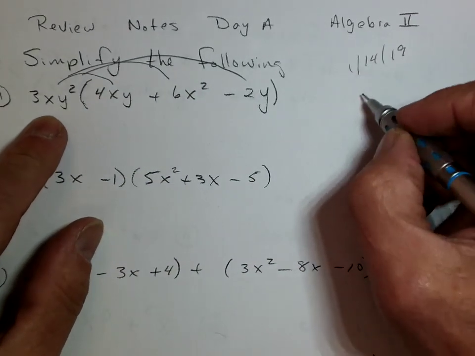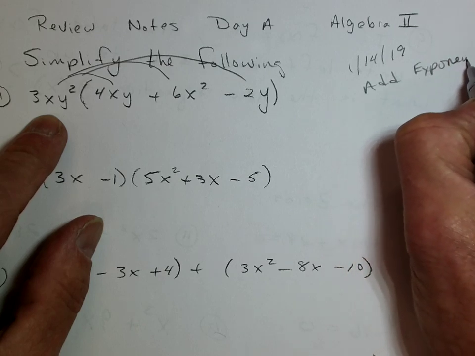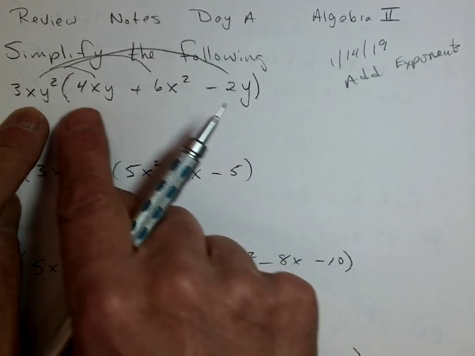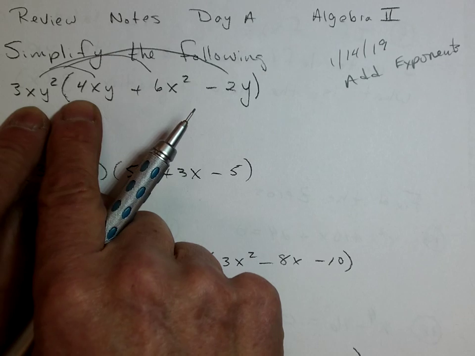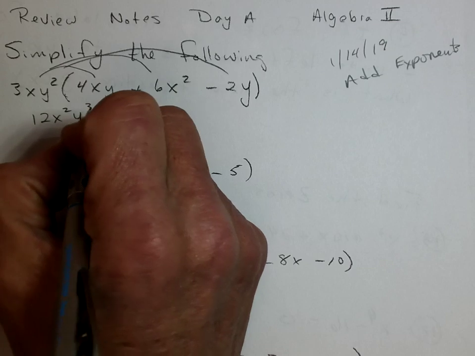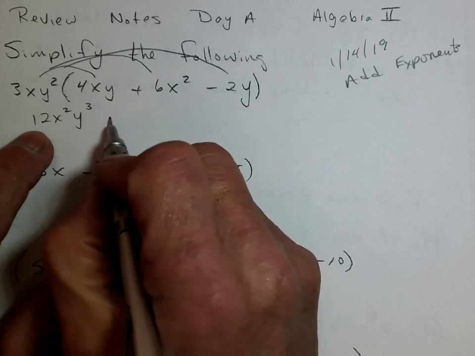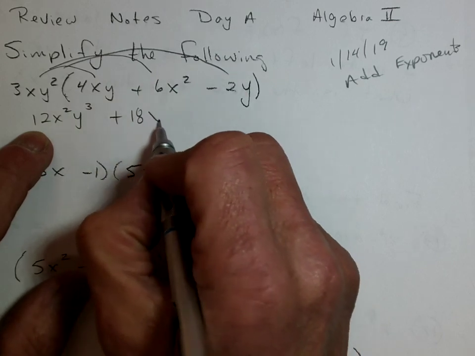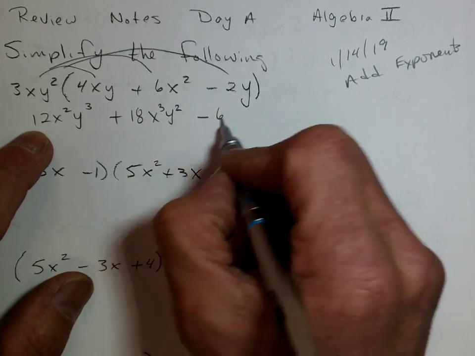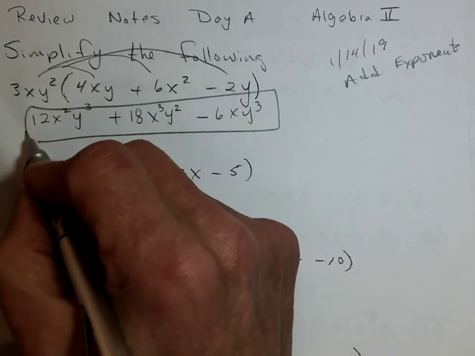Make yourself a little note. We're going to add exponents. When we multiply, we add exponents. So I'm going to multiply. I'm going to get 12x squared y to the third, because I'm adding exponents. I'm multiplying the coefficients, adding the exponents, plus 18x cubed y squared minus 6xy cubed. That's my answer.